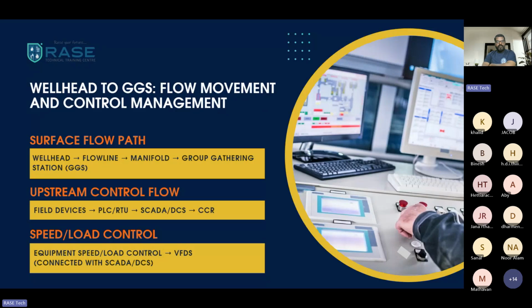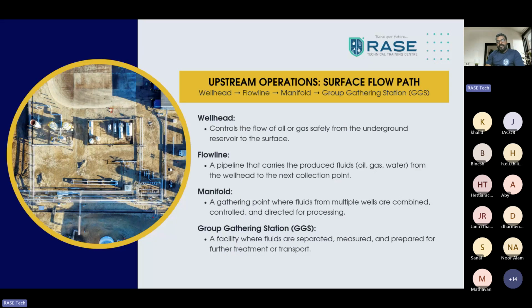There is a system for the control flow: field devices, PLC and RTU, SCADA, DCS to the CCR, Central Control Room. We will come to the next section in detail for control flow and flow path. There is another control for the speed and load of equipment inside the gathering station. VFDs are connected with the SCADA and DCS. All the control systems are inside the upstream operation. So we will go deeper into the upstream operation, the surface flow path.